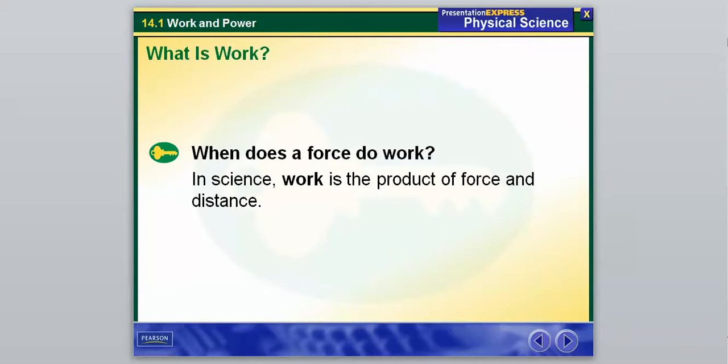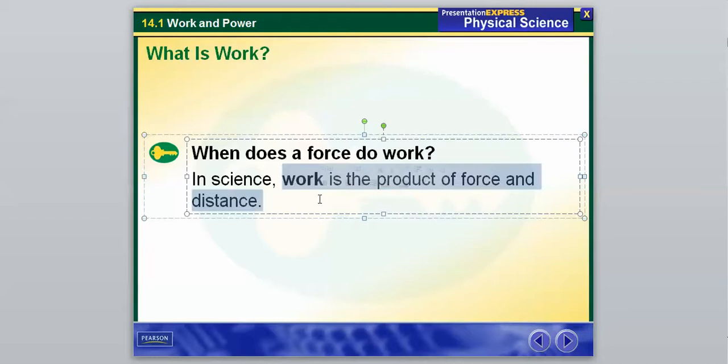One of the big key questions is, when does a force actually do work? In science, work is the product of force, so a push or a pull on an object, and distance. So distance is the big new component there in order for work to actually be done from a physics standpoint. So I definitely have that definition written down as well.